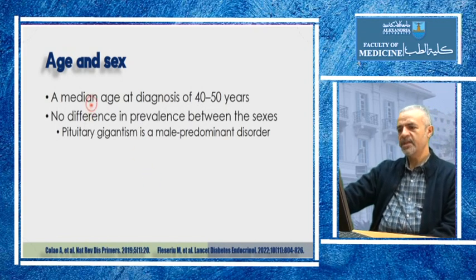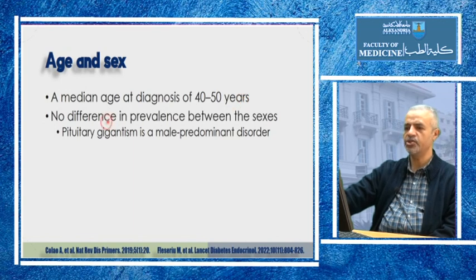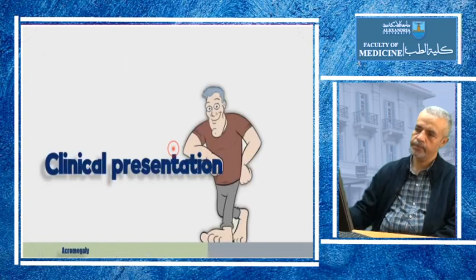For age, the median age at diagnosis is 40 to 50 years, and there is no difference for acromegaly between males and females. However, pituitary gigantism is a male predominant disorder.